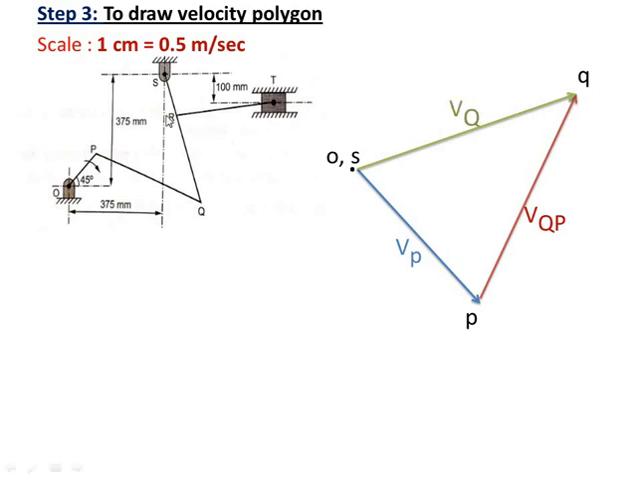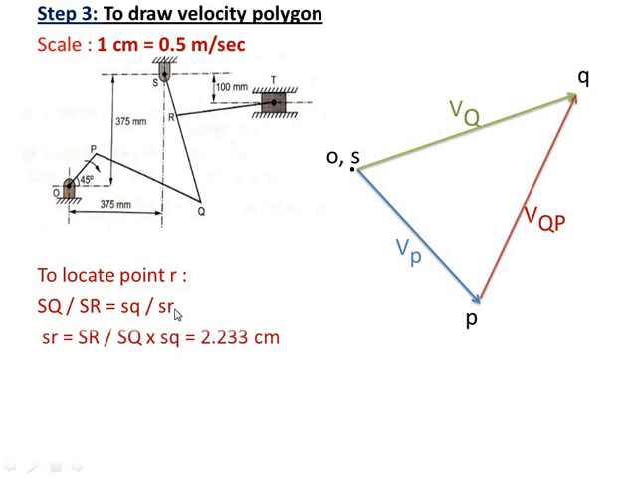On this velocity vector we have to locate point R. To locate point R, we have to use the velocity image principle. The velocity image principle says that the ratio of lengths of links in the mechanism is equal to their ratios in the velocity polygon. So we will take the ratio SQ upon SR. SQ is the actual length, SR is the actual length, and small sq is the length in the velocity polygon, which we can measure. So these three things are known. Substitute these values and we will get the value of SR.